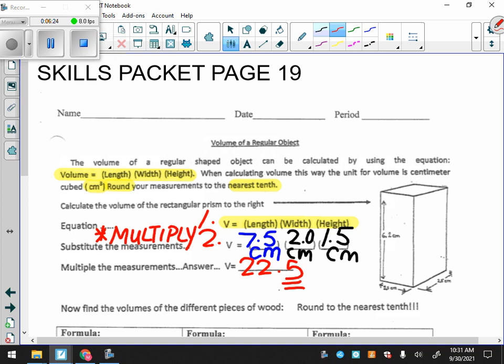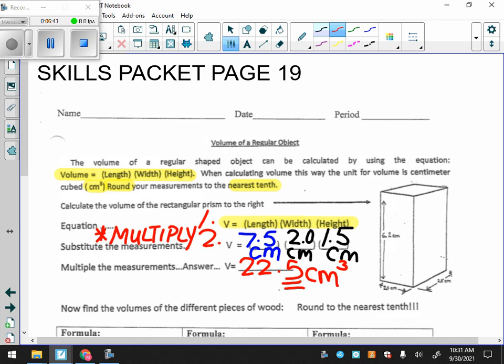No. But we do need something so it's not naked. What do we need, Austin? Centimeters what? 1, 2, and how many centimeters? 3. To the third power, centimeters cubed.